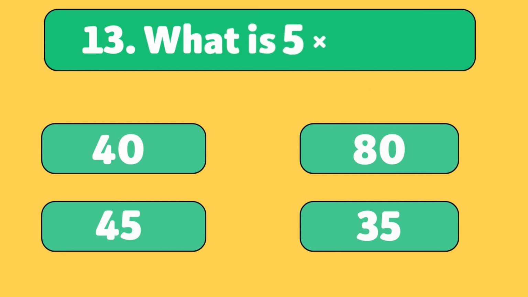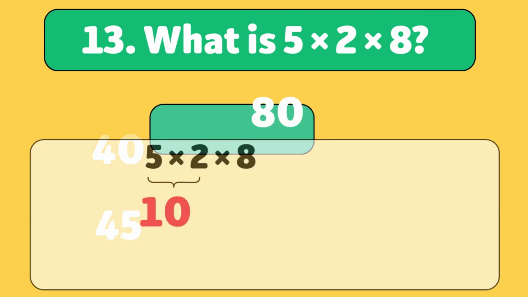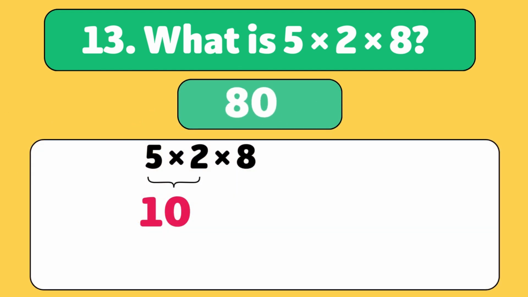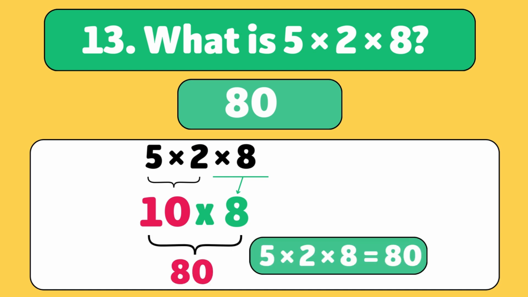What is 5 times 2 times 8? 80. Simply multiply the first two numbers. 5 times 2 equals 10. Then multiply the result by the next number. 10 times 8 equals 80. Therefore, the answer to 5 times 2 times 8 is 80.